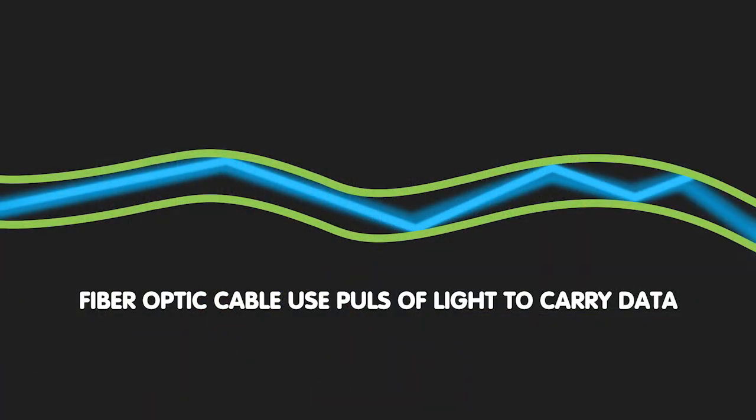Traditional copper cable has inherent limitations in terms of bandwidth capacity. The most commonly used copper Ethernet cable is 1 gigabit Ethernet. But fiber optic cable uses pulses of light to carry data, allowing for fast and reliable transmission, rather than electrical signals that may cause signal loss or other issues.